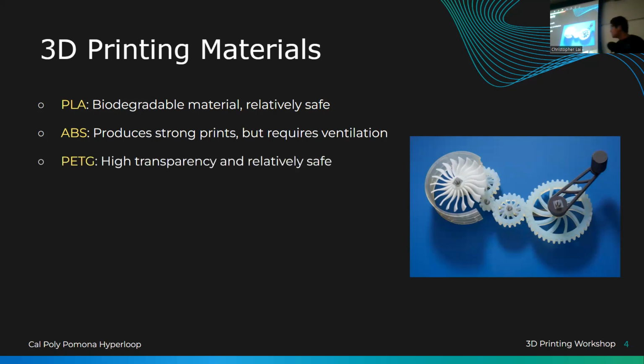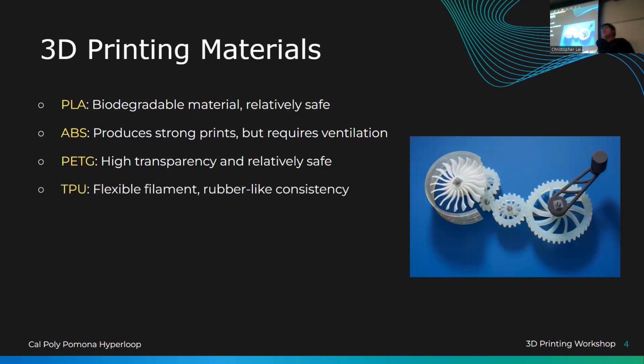PETG is kind of like if PLA and ABS had a baby, right? It's kind of like a mixture of the two, the best of both worlds. It's also safe, but stronger than PLA. So if you want a simple description of what PETG is, it's just stronger than PLA, not as dangerous as ABS. Kind of like the middle.